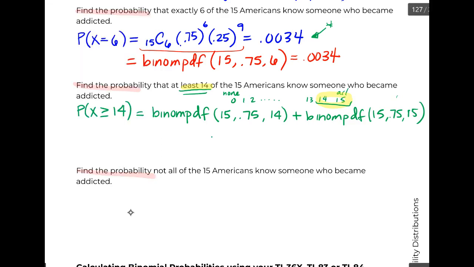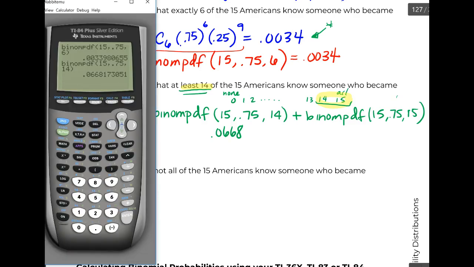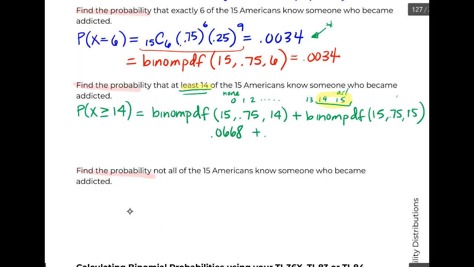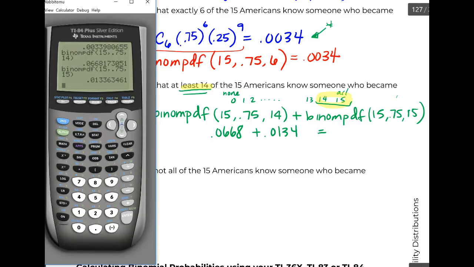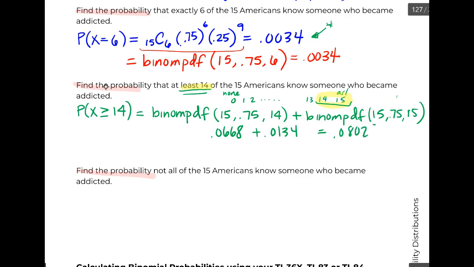So this is 0.0668. And I'll bring it back again and change that to a 15, plus 0.0134, which is equal to 0.80802.